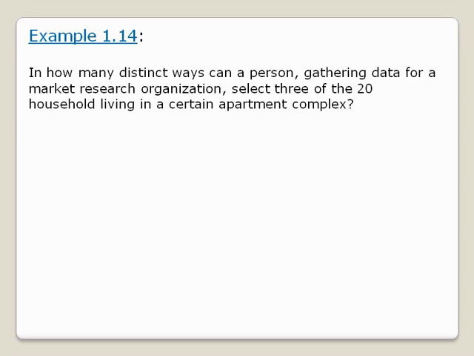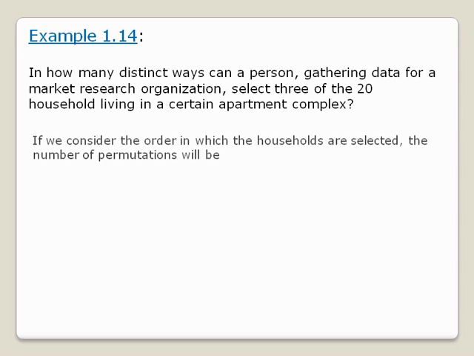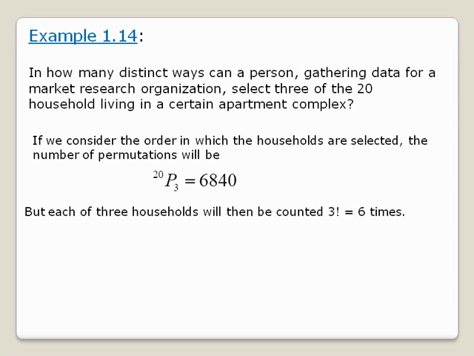Example 1.14. In how many distinct ways can a person gathering data for a market research organization select 3 of the 20 households living in a certain apartment complex? If we consider the order in which the households are selected, then we get the permutations, and the number of permutations will be 20 permutation 3, which yields 6,840 different ways. But each of the 3 households will then be counted 3 factorial or 6 times.